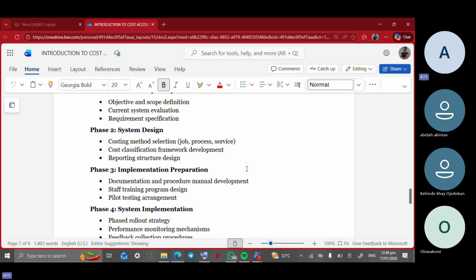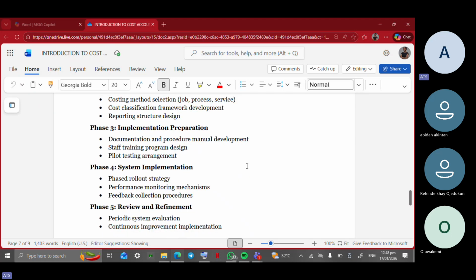The next thing is the implementation preparation. After you've designed and before you implement, you need to make sure that some things are in place. Everything should be set and all documents ready for you to implement. You have to make sure that the staff have been properly trained before you implement the system that you have designed. Then you can even do a temporary test run to make sure that the design will work with the organization. Then you can go ahead and implement.